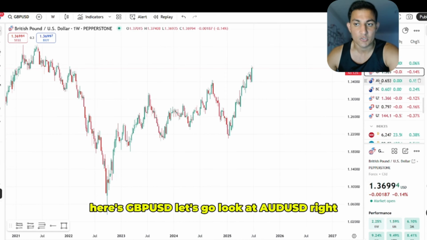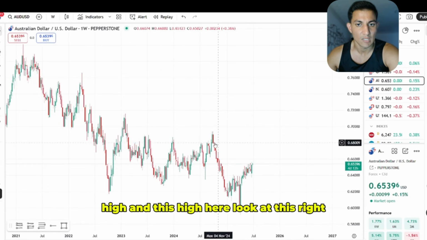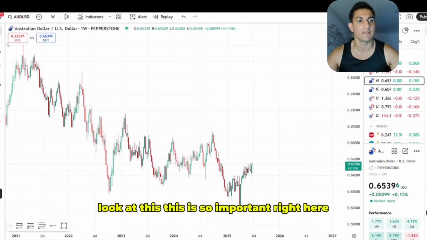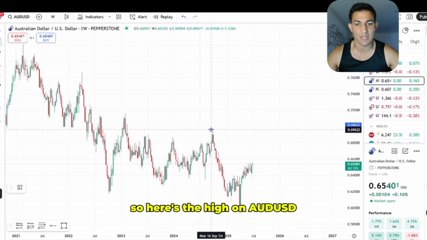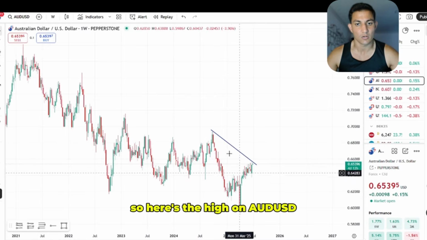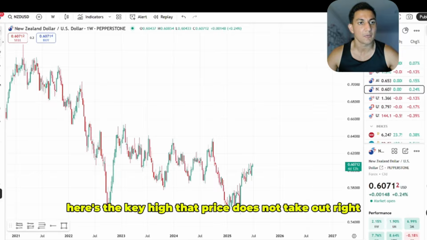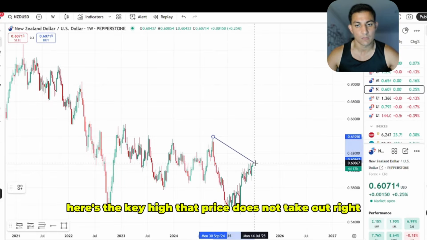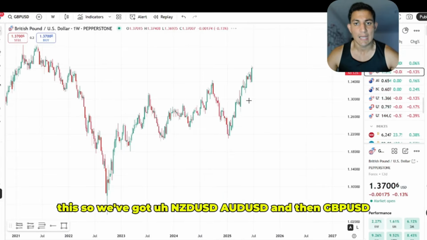Let's go look at Australian dollar, right? So remember this high and this high here. Look at this, right? Look at this. This is so important right here, because this alone tells you so much. So here's the high on Australian dollar. Let's just get New Zealand dollar up too. Here's the key high that price does not take out, right? Like this. So we've got NZDUSD, AUDUSD, and then GBPUSD.